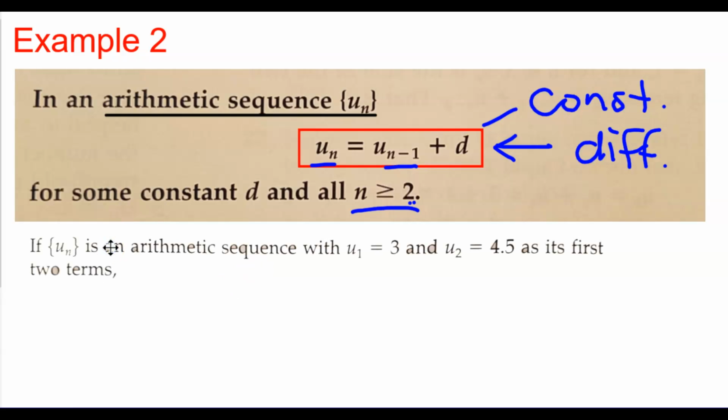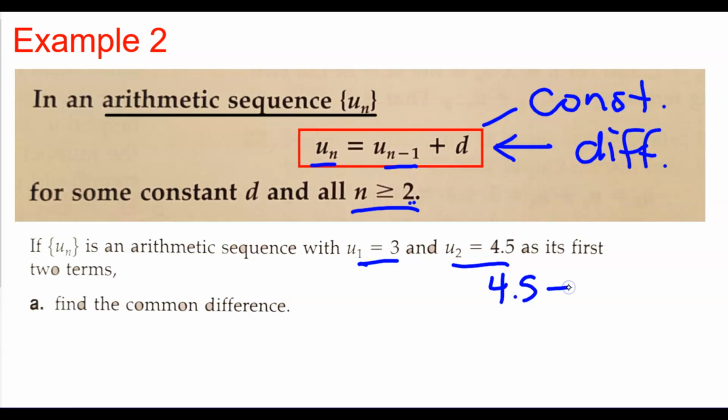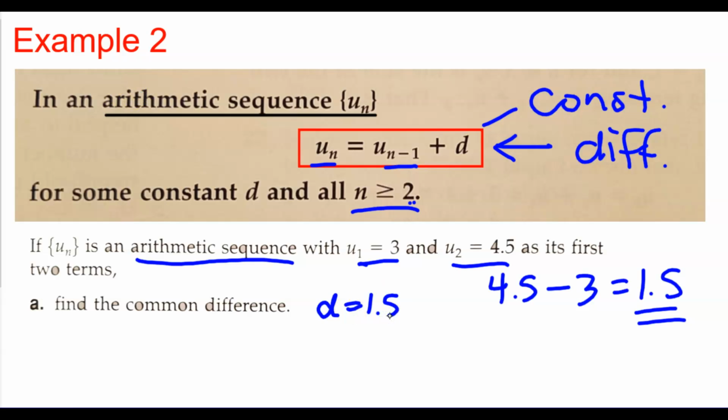So, if you're given an arithmetic sequence where the first term is 3, and the second term is 4.5, can you, first of all, find the common difference? Well, that's pretty simple. Take the second term, 4.5, and subtract the first term, 3, and you get 1.5. That's the common difference. Now we know it's the common difference because it states that it's an arithmetic sequence, and an arithmetic sequence has to have a common difference. So d equals 1.5, and we found that from the first two terms.